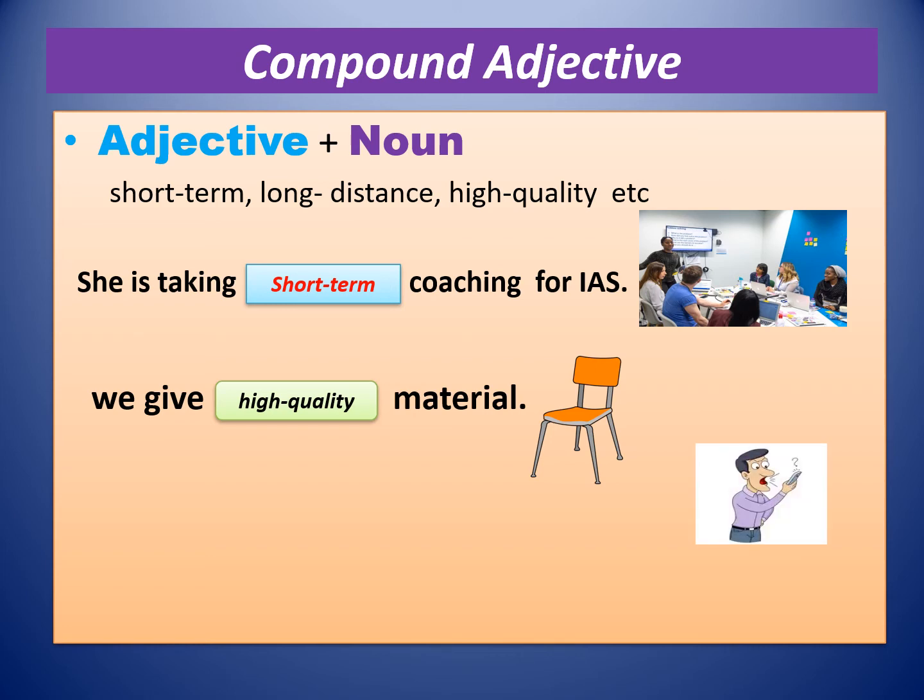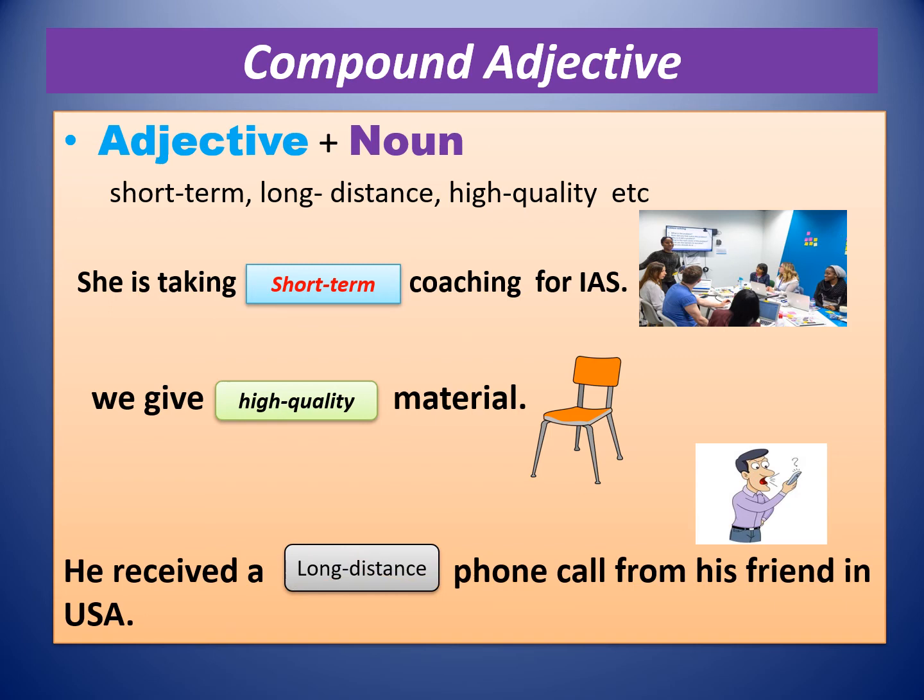Let us see one more example. He received a long distance phone call from his friend in USA. So here, long distance is a compound adjective. Long is an adjective, distance is a noun. So the compound adjective is formed with an adjective and a noun. It is describing the noun phone call or phone.